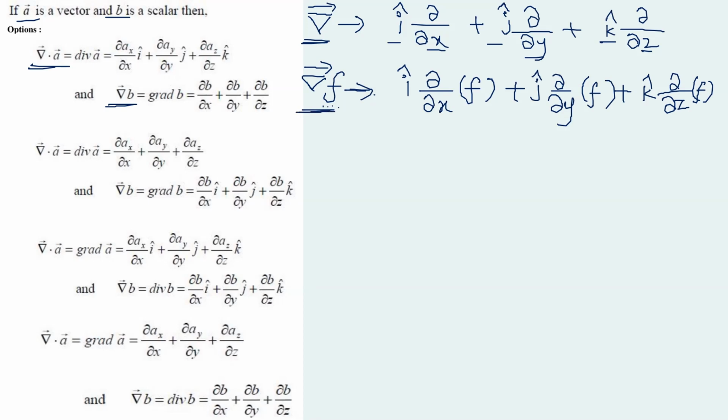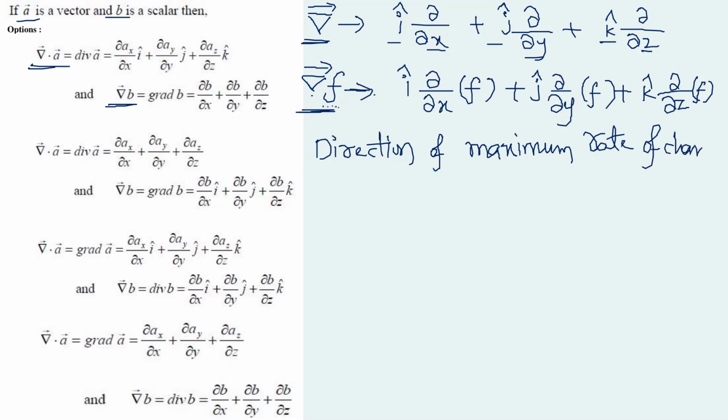This product, or the gradient of f, denotes the direction of maximum rate of change of function f. So what does this gradient denote? It physically denotes the direction of maximum rate of change of the given function f. So here in the problem, instead of f, they have given b. Let's see which one of the following is correct.